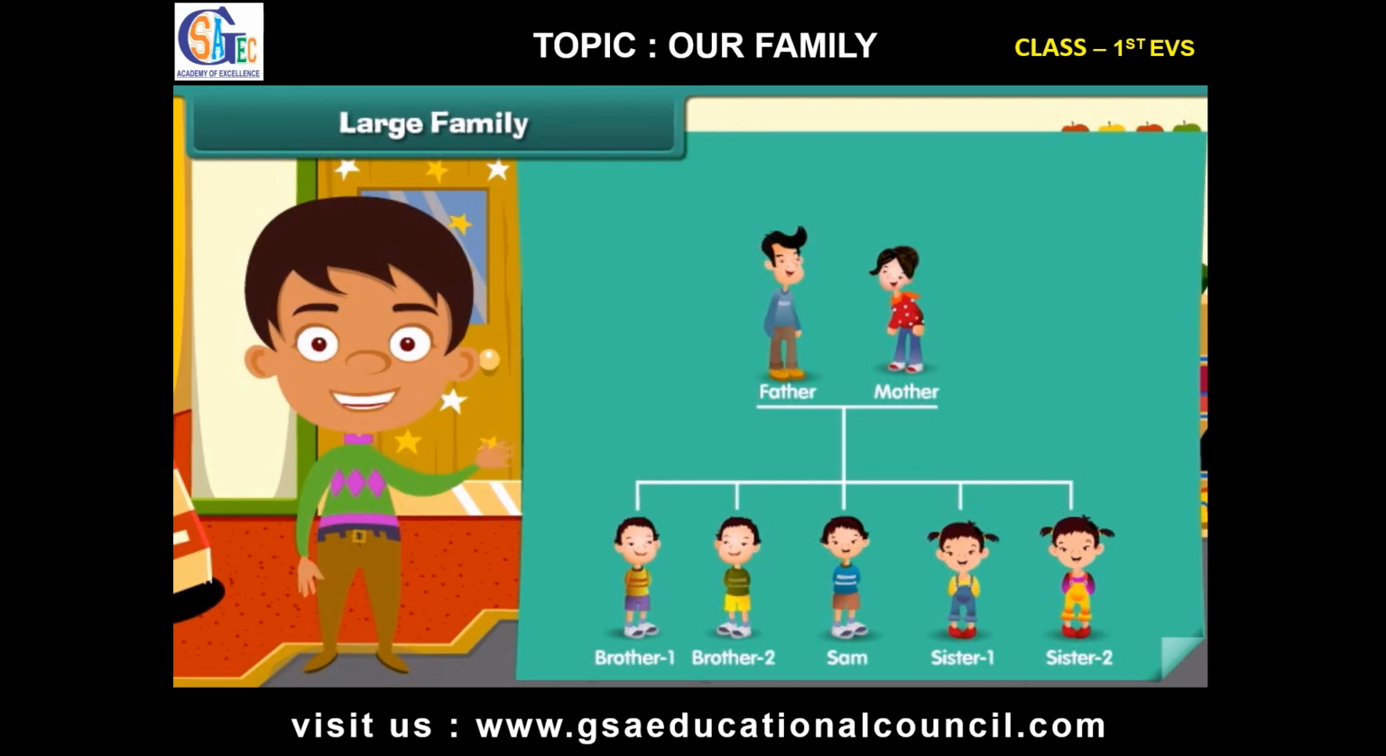Now look at this family chart. What do you notice? We notice that the parents with more than 2 children form a large family.